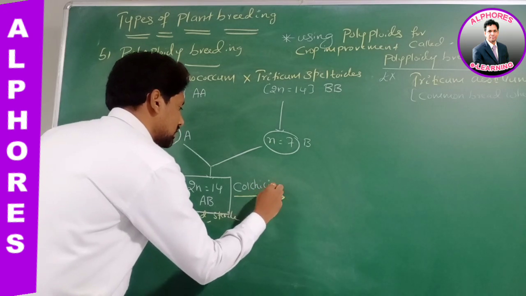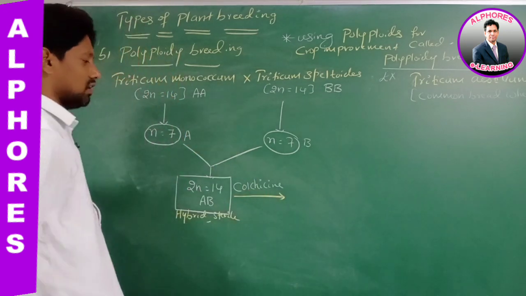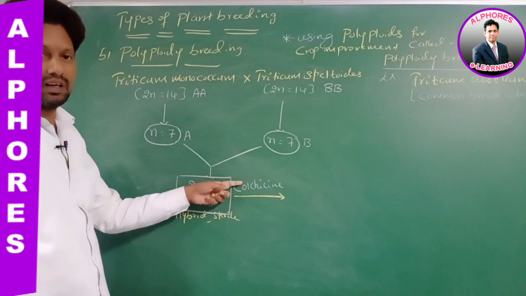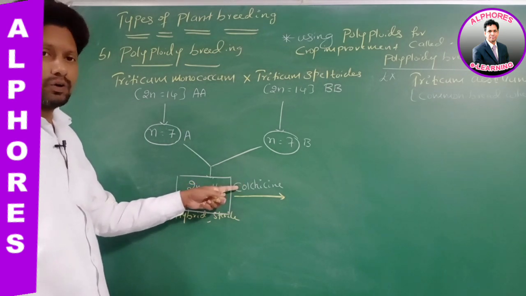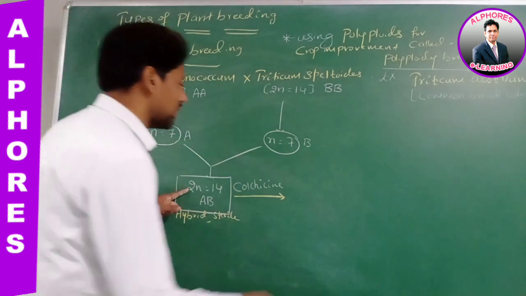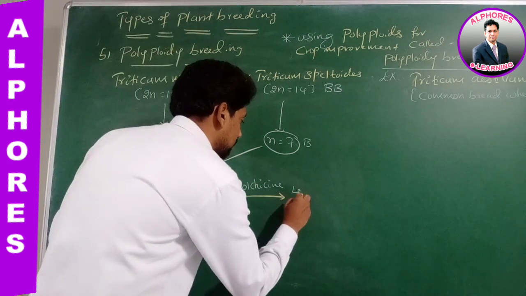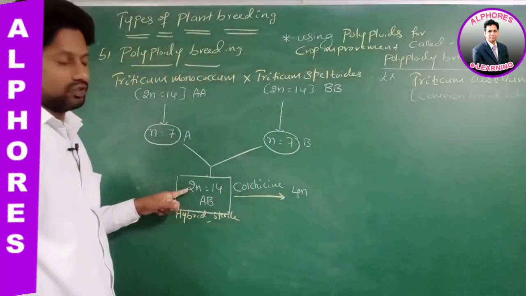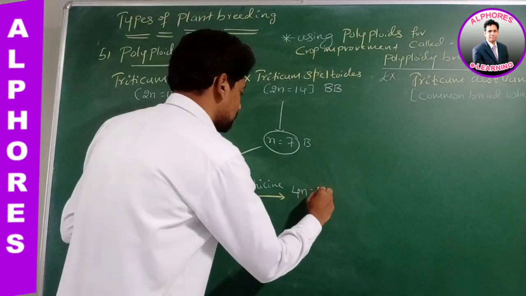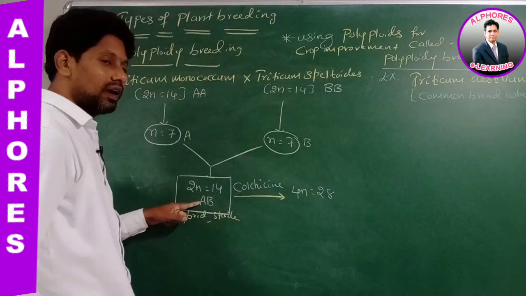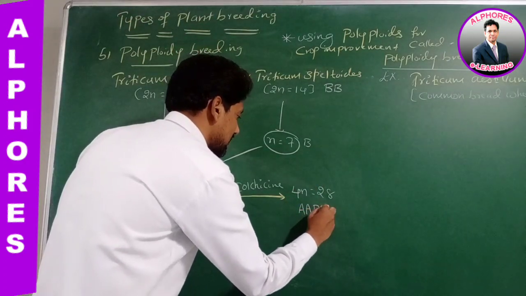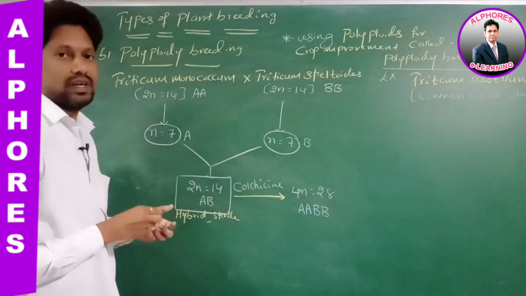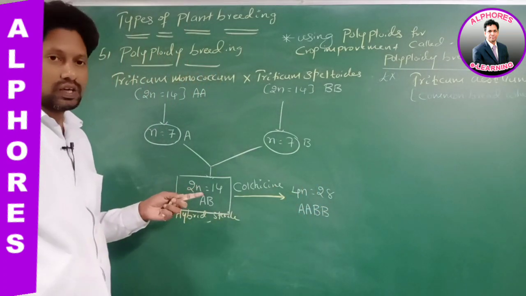Sir, colchicine is a chemical mutagen. Yes or no? Colchicine is a chemical mutagen. It doubles the chromosome number. Therefore, 2n becomes what, sir? 4n. 14 becomes what, sir? 28. 1a becomes 2a's, 1b becomes 2b's. Therefore, AABB. Is it okay? Clear?